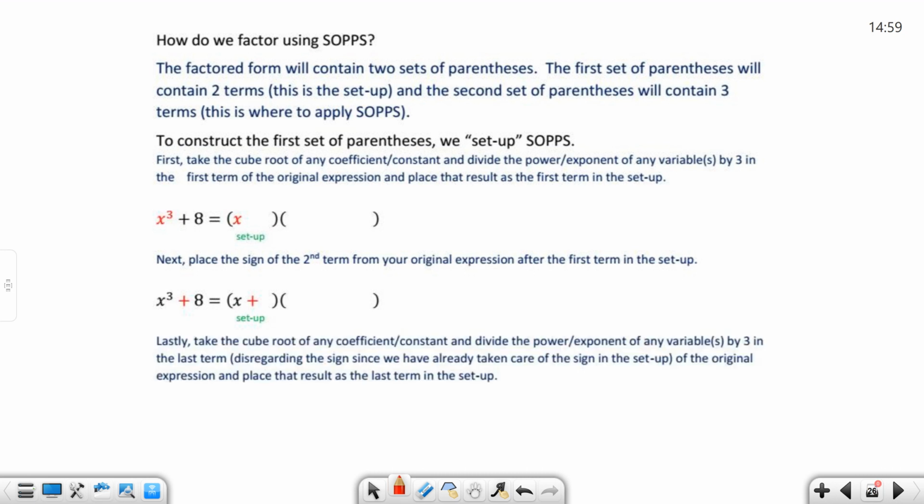What do we cube? Lastly, take the cube root of any number here. So take the cube root of that and put it here. What's the cube root of 8? It's 2, right? So if we go there, then boom, plus 2.